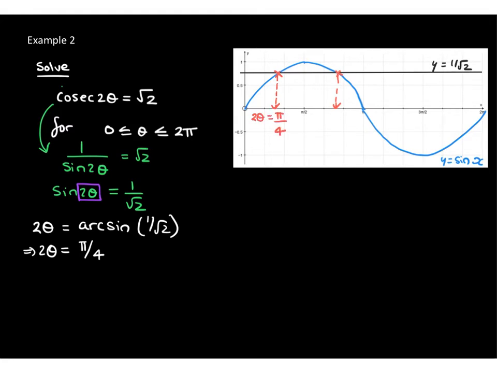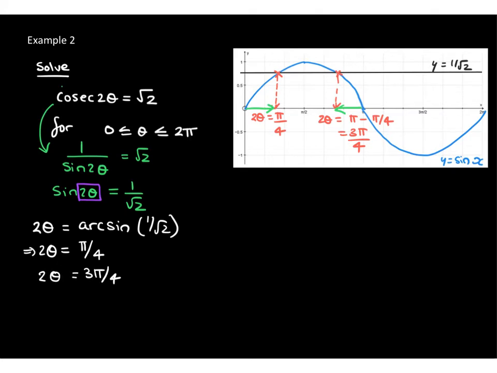Remember, these intersections give us values of 2 theta, so 2 theta equals pi by 4, as we have over here. I'm going to use the symmetry here to find this second value of 2 theta, and it's clear it's going to equal pi take away pi by 4. So the second value of 2 theta is 3/4 of pi. I'm going to write that down here: 2 theta equals 3 pi by 4.